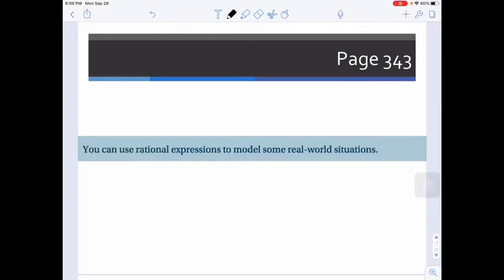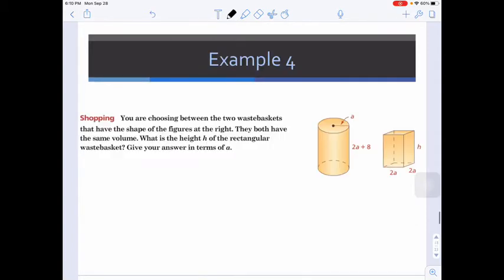Section 5.1, Example 4 on page 343. You can use rational expressions to model some real-world situations. Example 4 says you are choosing between two wastebaskets that have the shape of the figures at the right. They both have the same volume. What is the height h of the rectangular wastebasket? Give your answer in terms of a.